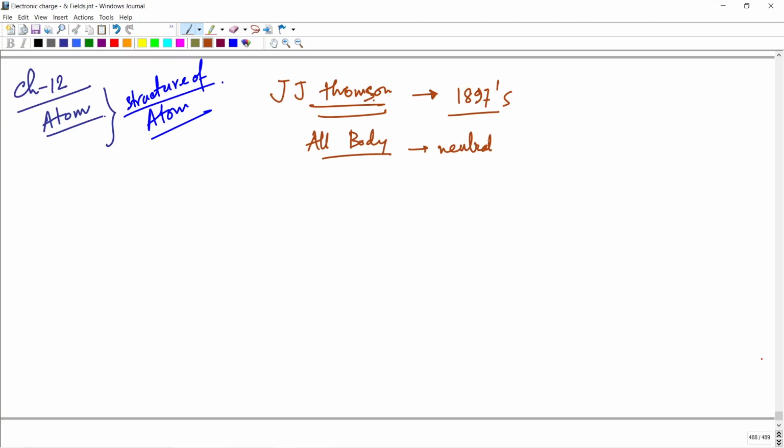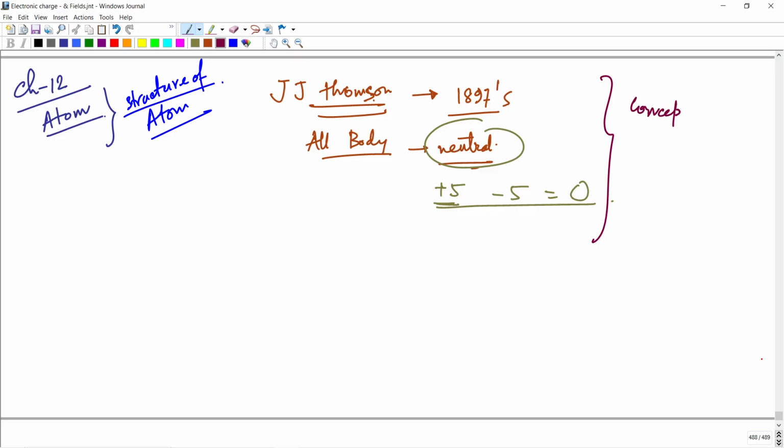So what signifies neutral? Neutral means an equal number of positive and negative charges. Suppose I have plus 5 and here is minus 5. If we add these two, we get 0. That means neutral. So if a body is electrically neutral, it has an equal number of positive and negative charges. That's the concept of the J.J. Thomson model.